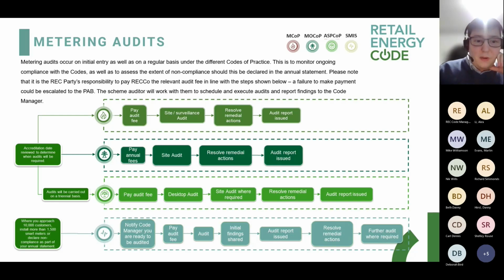So yeah, if we move on to the one below that, which is ASPCOP, again, you'll pay the audit fee. Tough and Tech will perform the desktop audits, and that will, as I said, determine the scope of the site audits. And then there'll be an audit every 3 years after that.